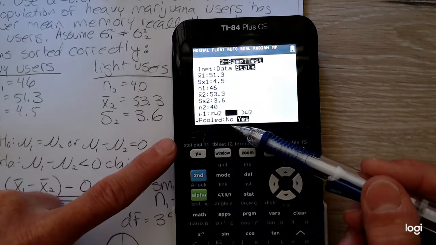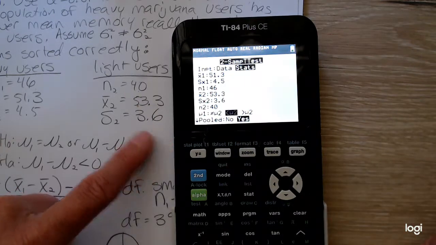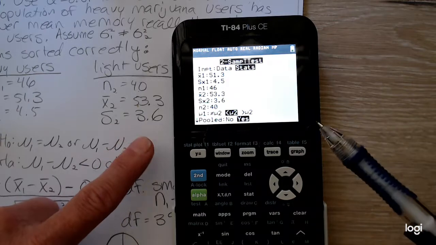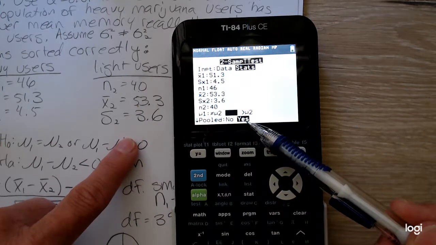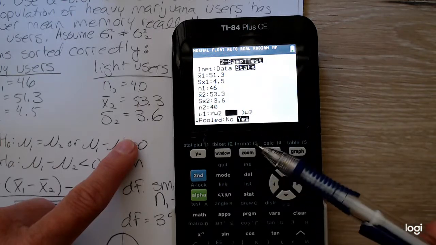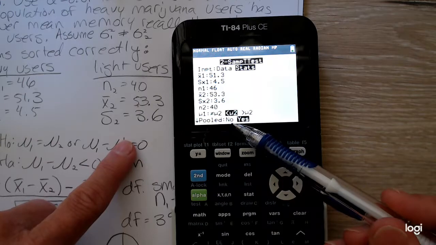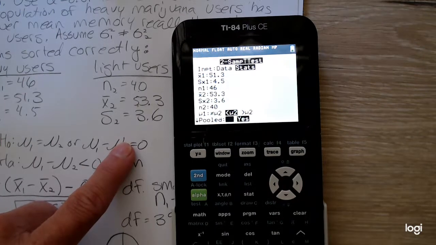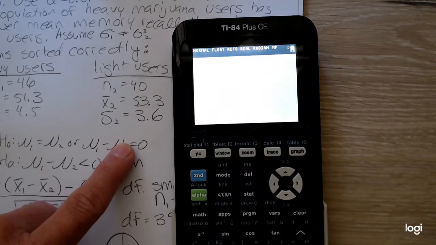Now, you'll need to change this depending on whether or not you're told to assume the variances are equal, or you're assuming the standard deviations are equal. When they're assumed to be equal, you select yes for pooled. Okay, that's going to give the test statistic with that longer denominator. When the variances are not equal, then you're going to select no. And then calculate.